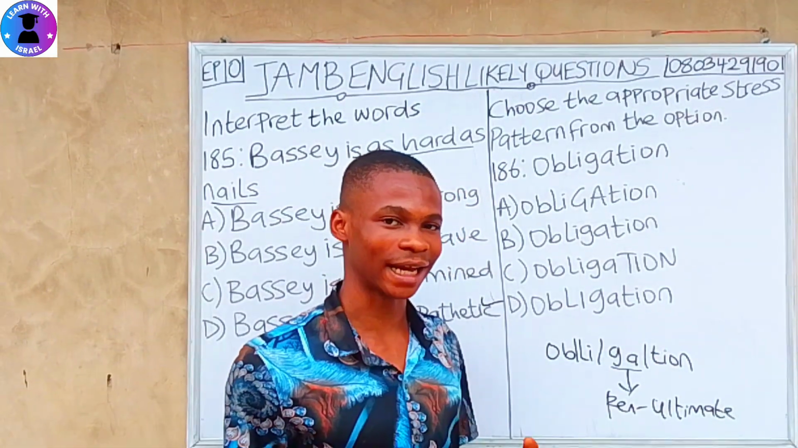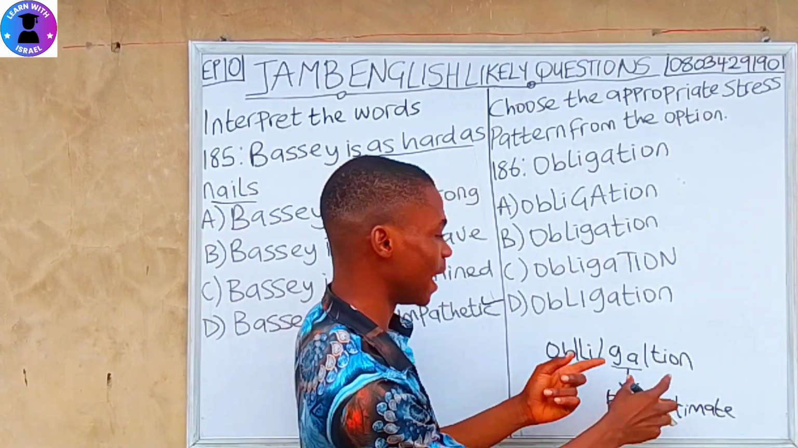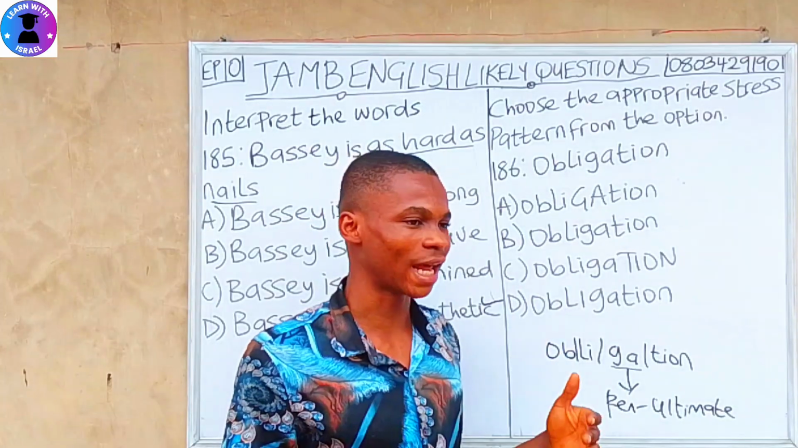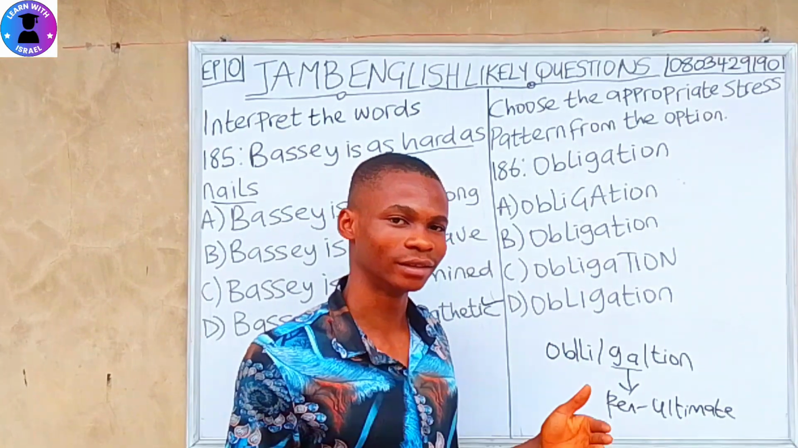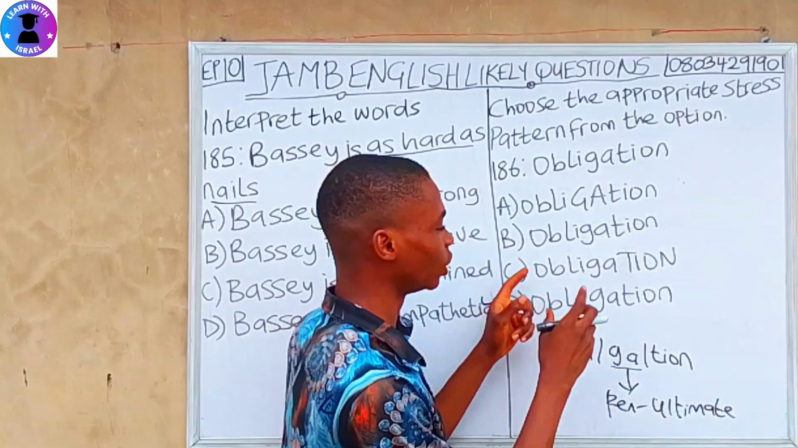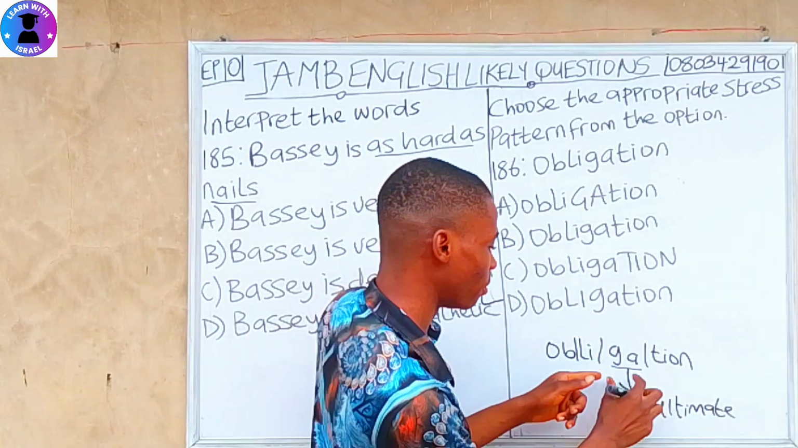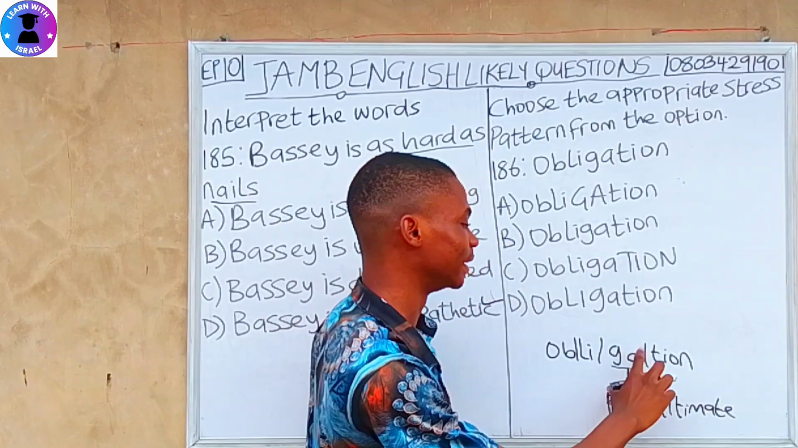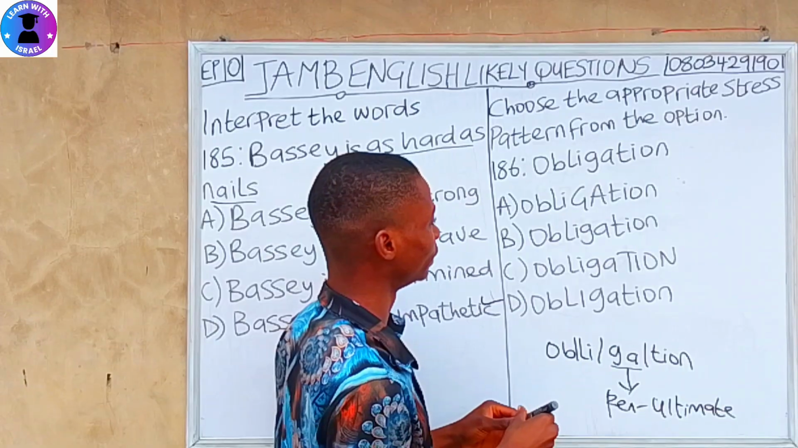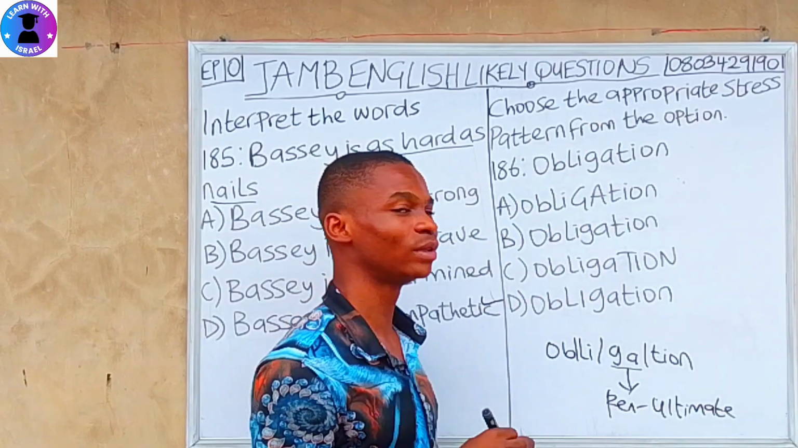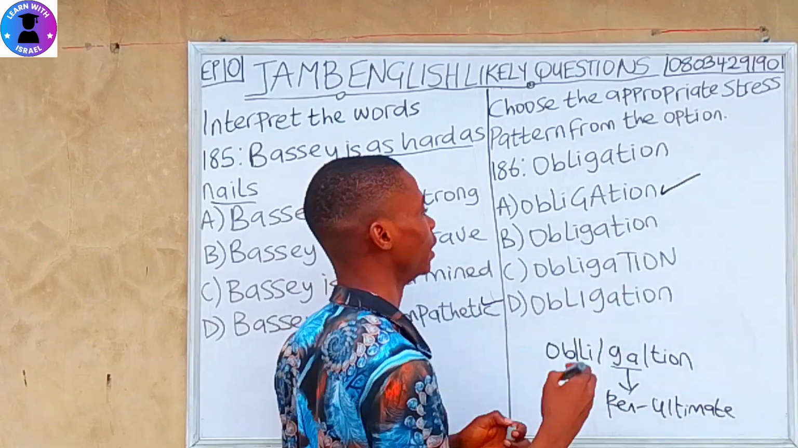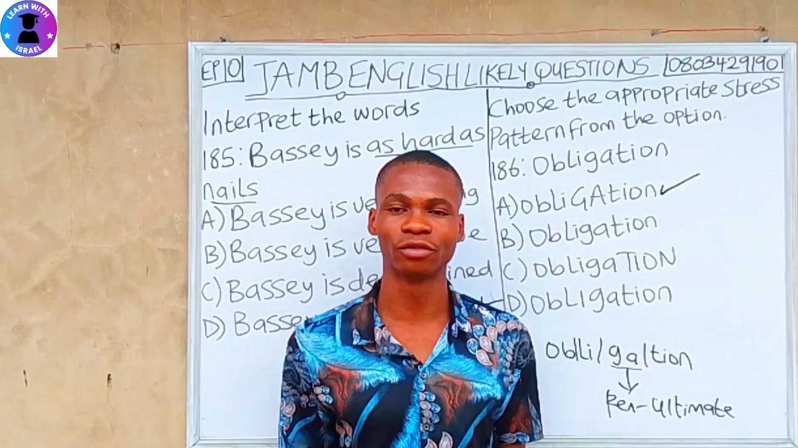So to save stress and time, once you see a question ending with tion and you have to stress it, it can even be another word like attention. There are other words ending with tion. Once you see that it ends with tion, the syllable coming before it, the penultimate, is the stressed one. And if we check the options, A is the correct one. Obligation is represented with the capital letter, which is the correct answer, option A. So guys, let's move to the next one.